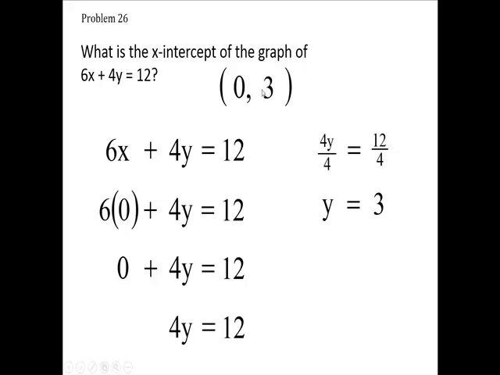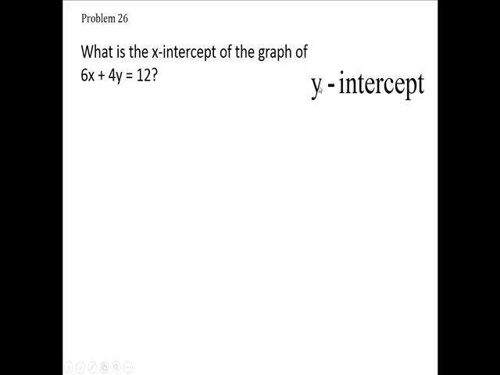That's a pretty easy point to figure out. When x is 0, what is the value of y? So we have one point here. The problem with this point is it's not the x-intercept, is it? It's the y-intercept. Let me show you what I'm talking about.